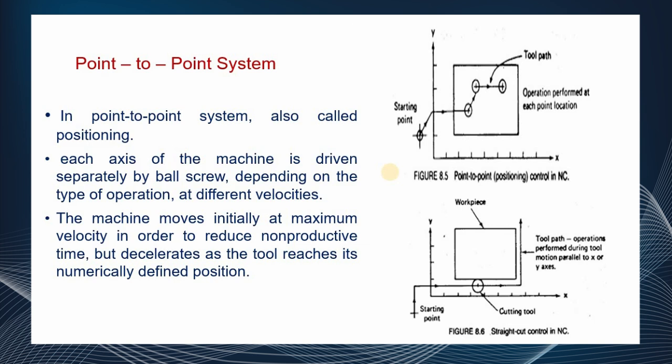The machine moves initially at maximum velocity in order to reduce the non-productive time. So initially the machine moves very fast, so that the unproductive time can be reduced. Then it decelerates as the tool reaches its numerically defined position, set by the programmed instructions.